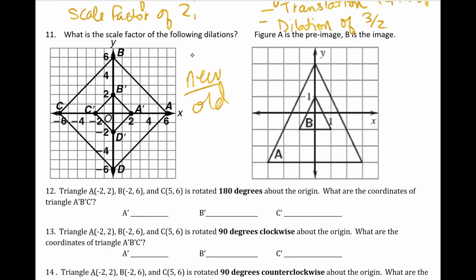1, 2. Prime means it's new. Image, pre-image. New over old, which is 1, 2, 3, 4. Any points, y'all. Therefore, scale factor is 1/2. We know that it's going from large to small. All right? Okay? All right?